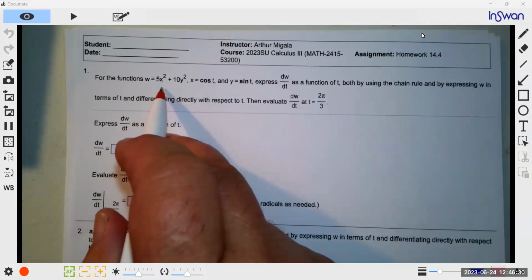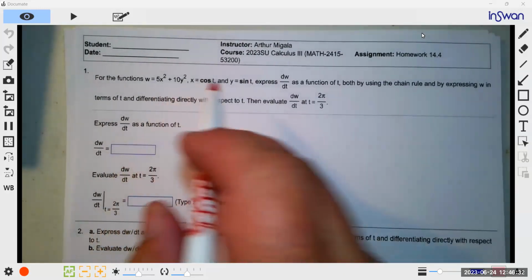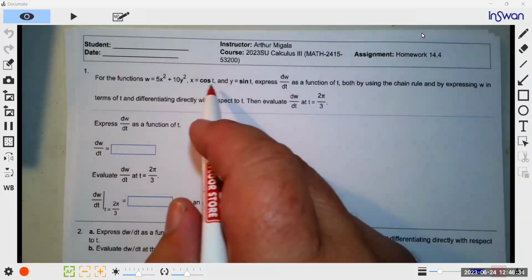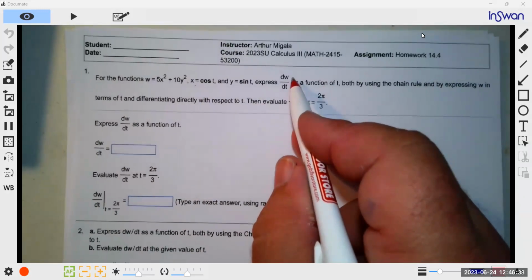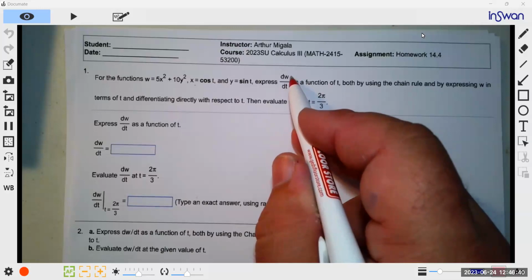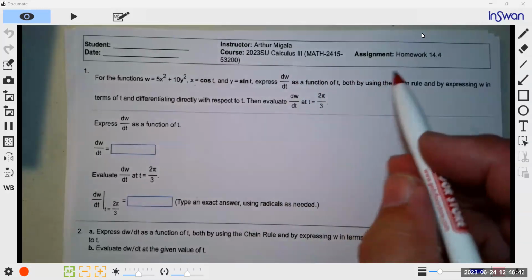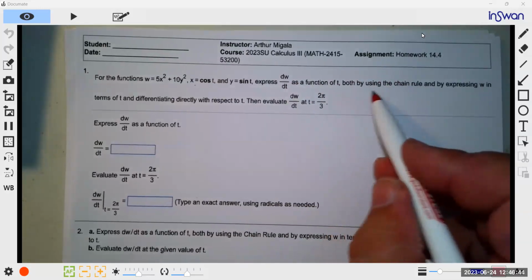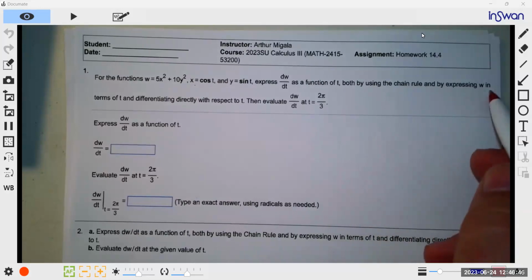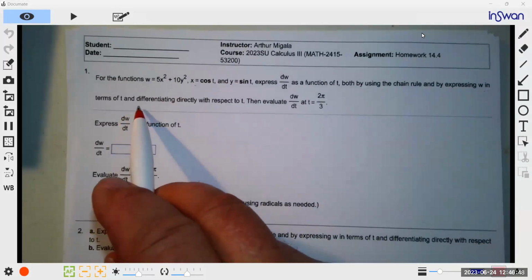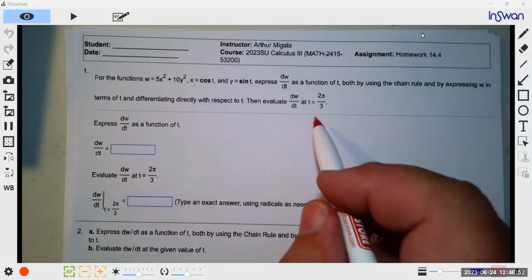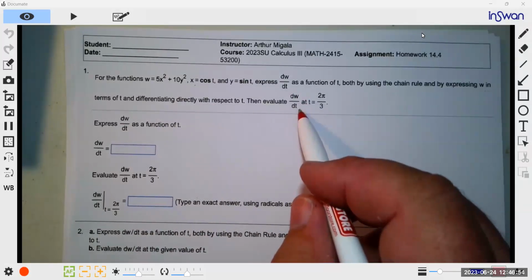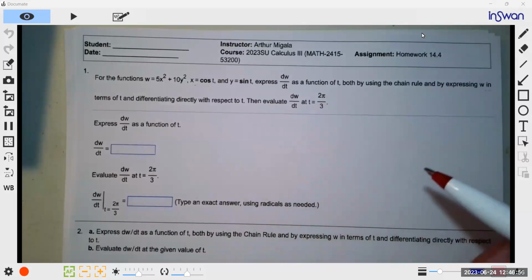For the function w equals 5x squared plus 10y squared, parametrized by x equals cosine t and y equals sine t, express the derivative of w with respect to t as a function of t, both using the chain rule and expressing w in terms of t and differentiating directly with respect to t. Then evaluate dw/dt at 2 pi over 3.